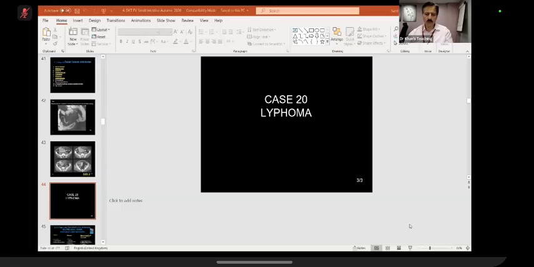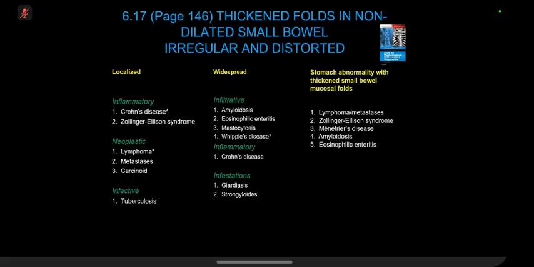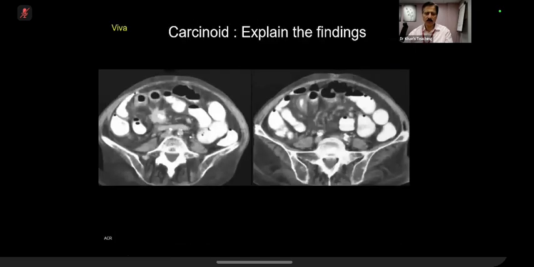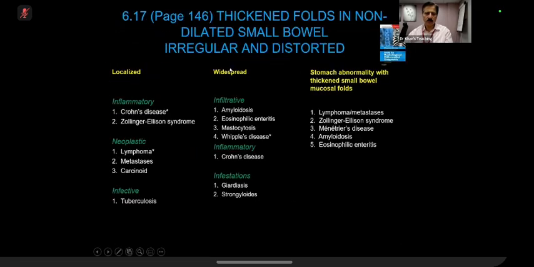Now, we go back to thickened mucosal folds. I hope it is projecting for you. Yeah. Okay.